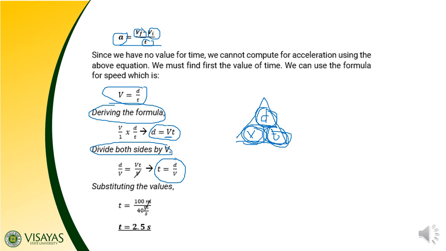Since time naman yung hinahanap natin, the formula will be distance over v, or the velocity, or the speed, I mean. So time is equal to distance over velocity. Substituting the values, time is equal to 100 meters divided by 40 meters per second. So t is equal to 2.5 seconds. So we now have the value for time, so we can solve na for acceleration.